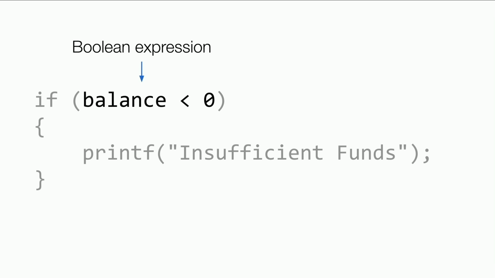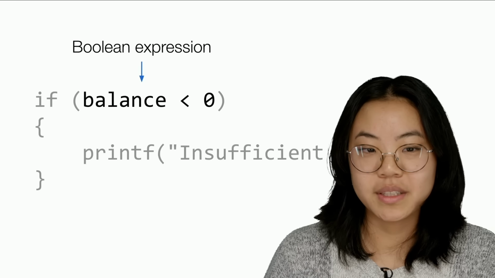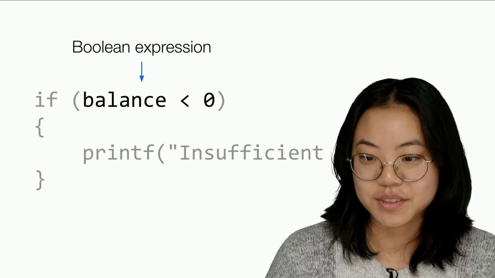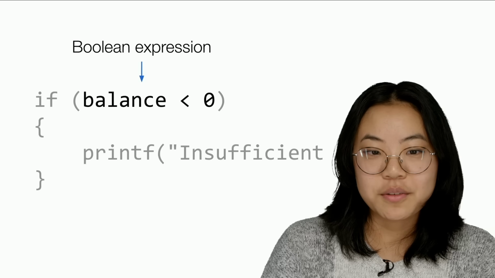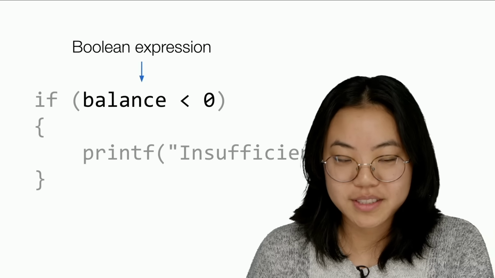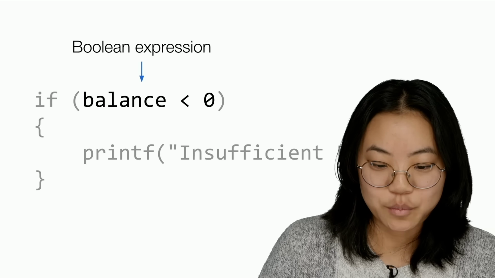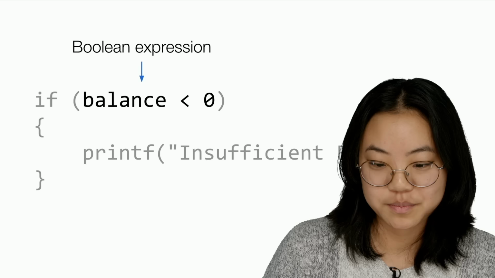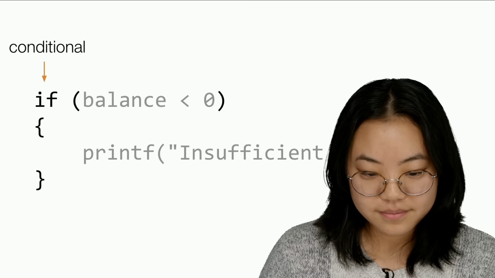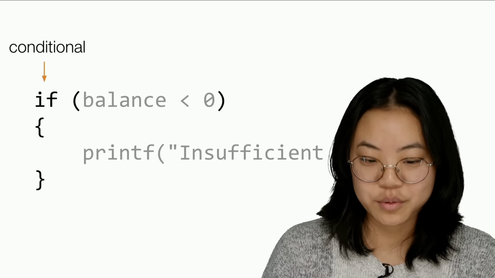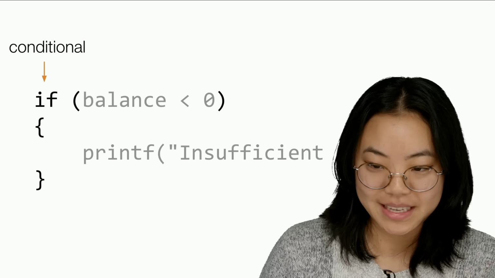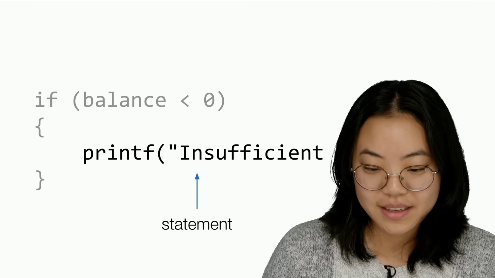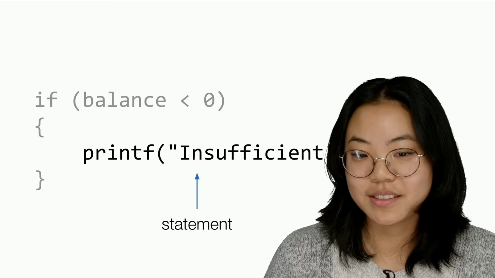So this section here is what we call a Boolean expression. That means that whatever goes inside of those parentheses is going to evaluate to be either true or false. In this case, whether balance is less than 0 will evaluate to be either true or false. This portion we call the conditional, the if. And then this statement is going to run if this Boolean expression evaluates to true.